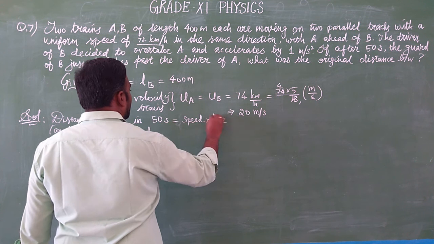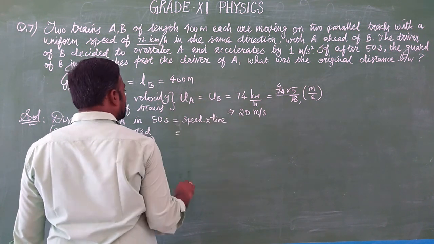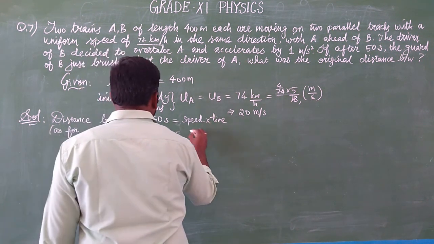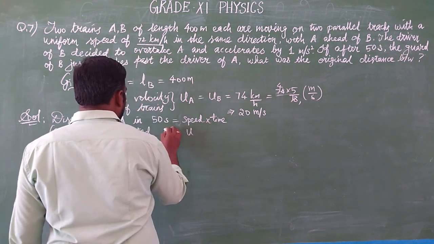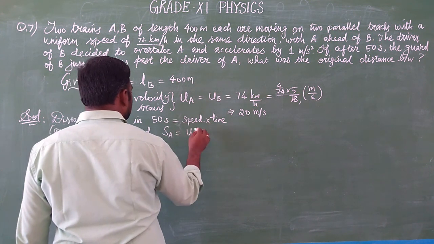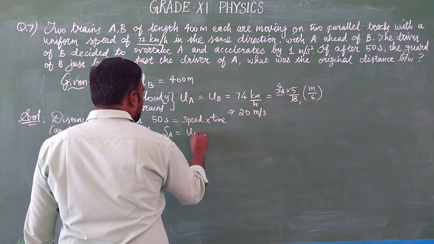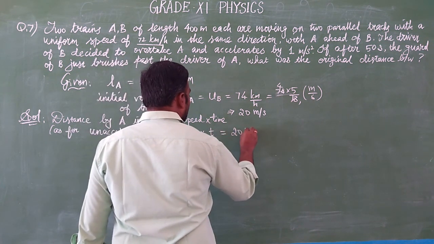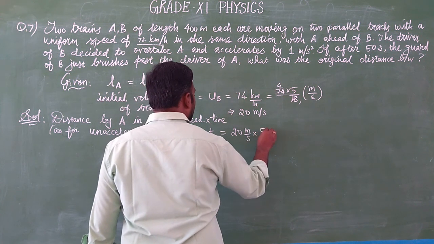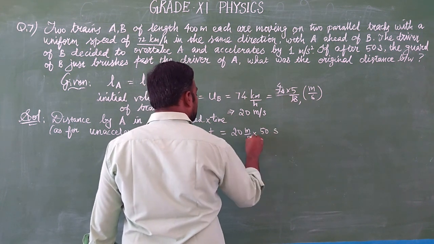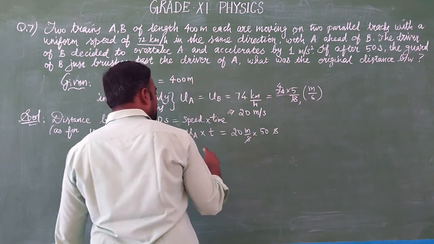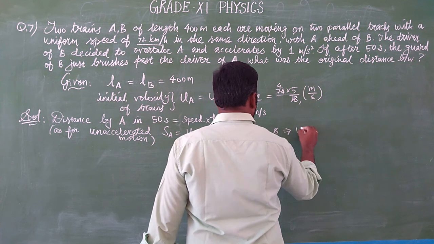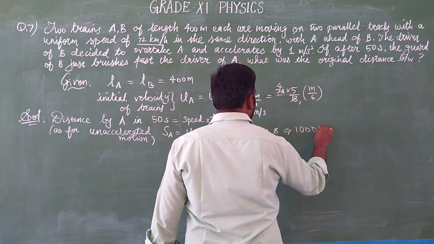Distance is speed into time. So only the initial velocity is considered. The distance by train A is speed into time. What is the speed? It is 20 meter per second and the time is 50 seconds. So second and second cancel. So the distance by train A is 20 into 50, which is 1000 meter.